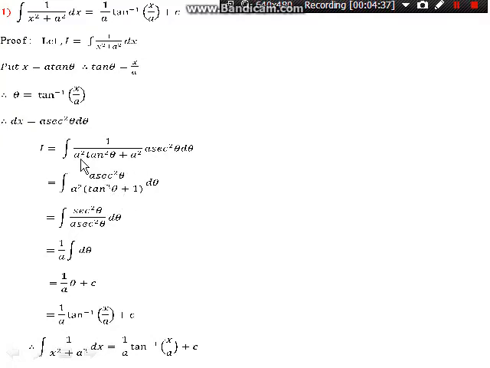So we have to take a square common in the denominator. Okay, so the equation is a sec square theta, a square in bracket tan square theta plus 1, d theta. Okay, we know that tan square theta plus 1 is sec square theta. So that is sec square theta, and sec square theta will cancel. Okay, and again a is cancelled with this a square. So the final answer is what? That is 1 upon a integral of d theta.